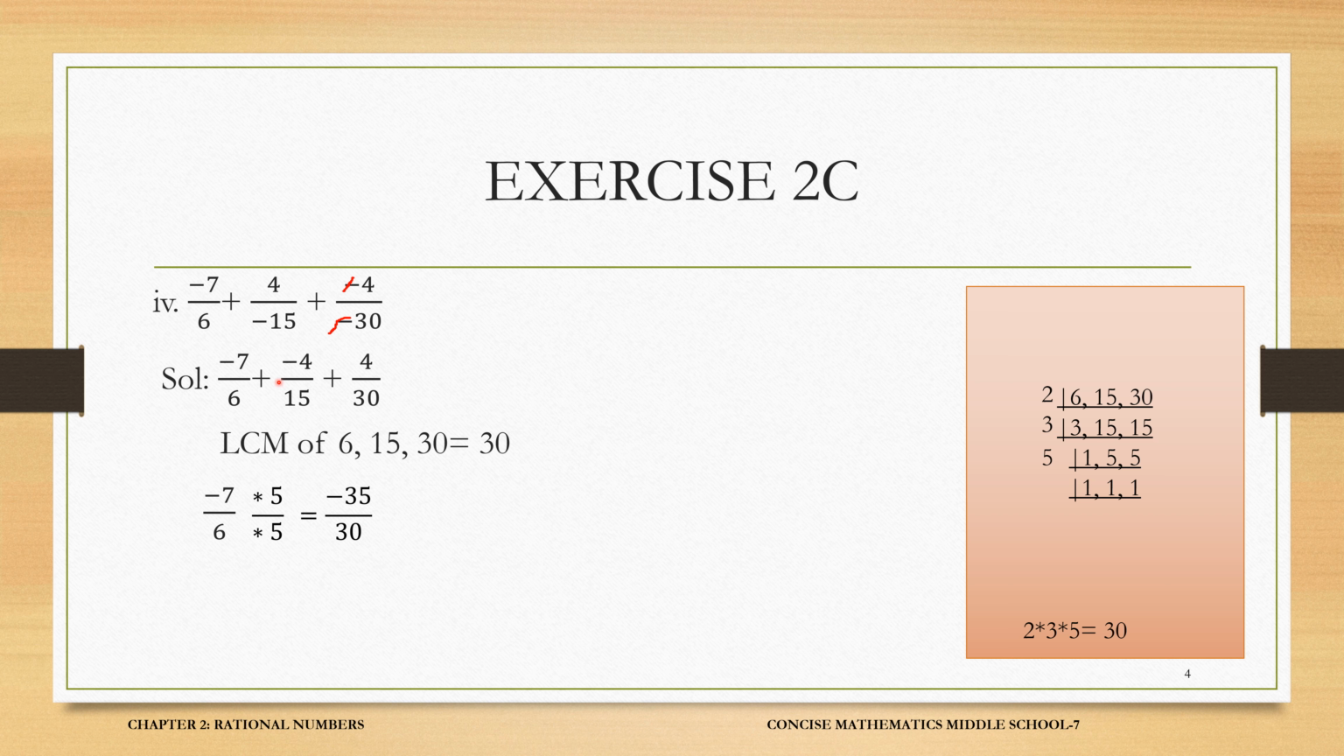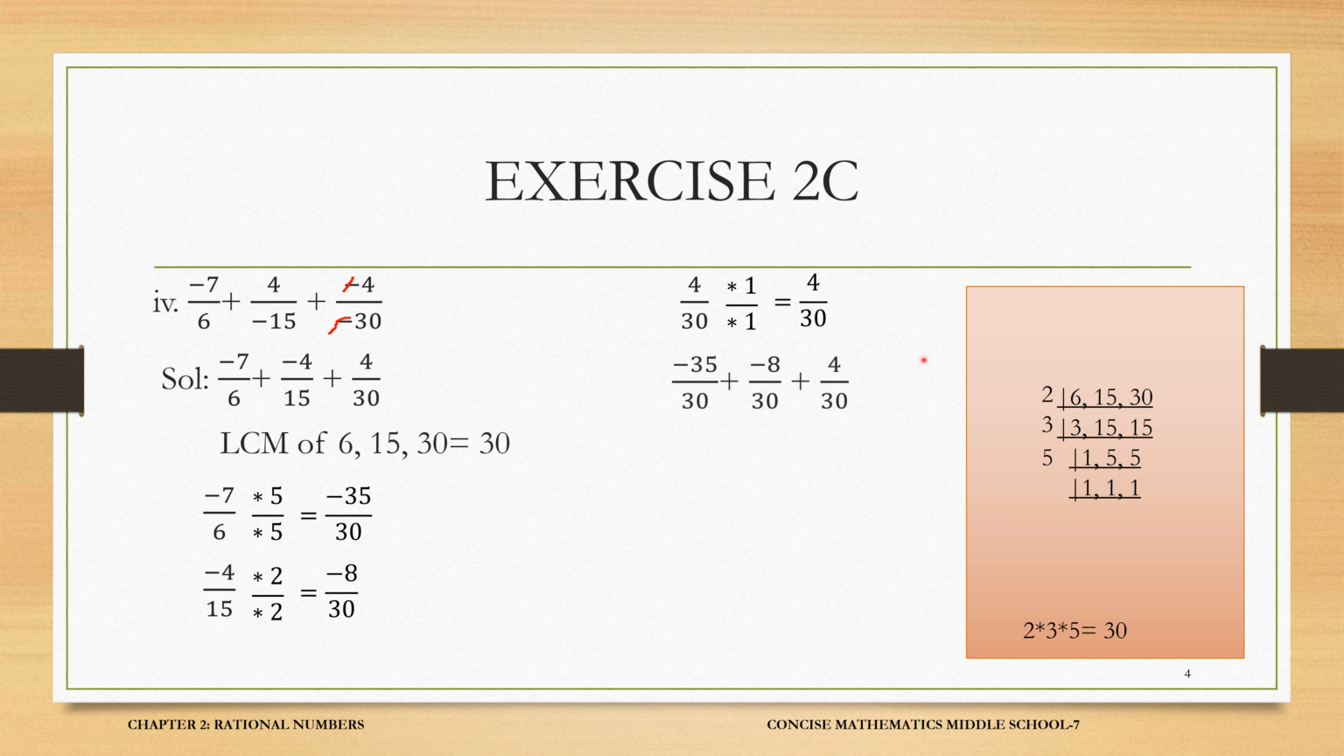Now just take the second rational number, that is minus 4 by 15, and here it is 15. To make this 15 into 30, you have to multiply it with 2, and since the denominator is multiplied with 2, the numerator should also be multiplied with 2. Minus into plus is minus, 4 2s are 8, 15 2s are 30. Now take the third rational number, that is 4 by 30, and here the denominator is already 30, so you need to multiply it with 1. So it will be the same 4 by 30.